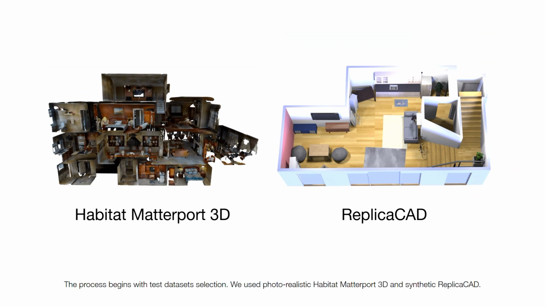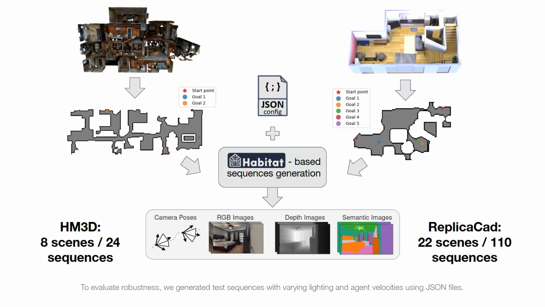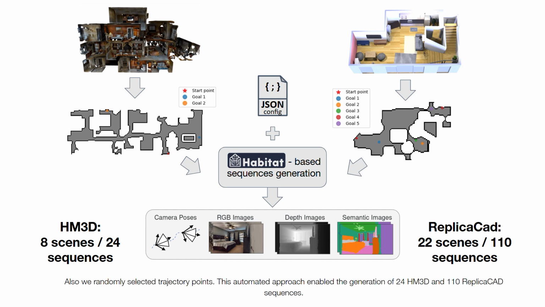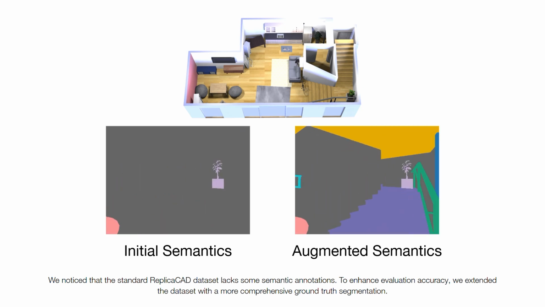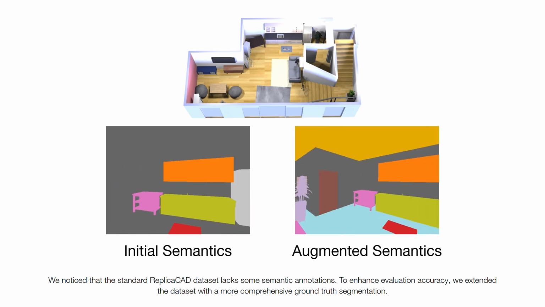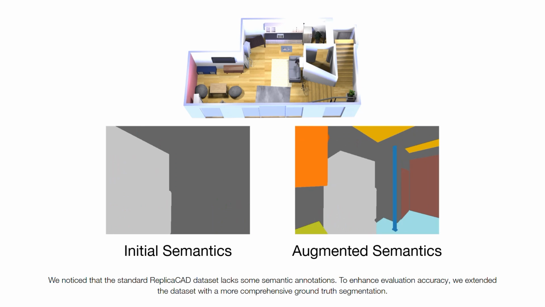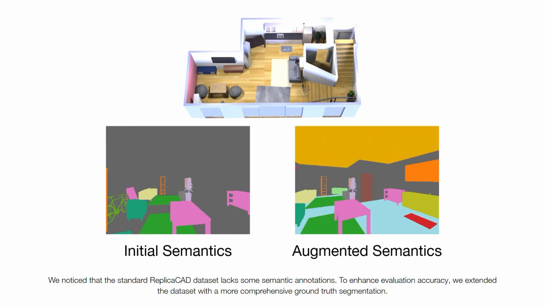We used photorealistic Habitat Matterport 3D and synthetic Replica CAD. To evaluate robustness, we generated test sequences with varying lighting and agent velocities using JSON files. Also, we randomly selected trajectory points. This automated approach enables the generation of 24 HM3D and 110 Replica CAD sequences. We noticed that the standard Replica CAD dataset lacks some semantic annotations. To enhance evaluation accuracy, we extended the dataset with a more comprehensive ground truth segmentation.